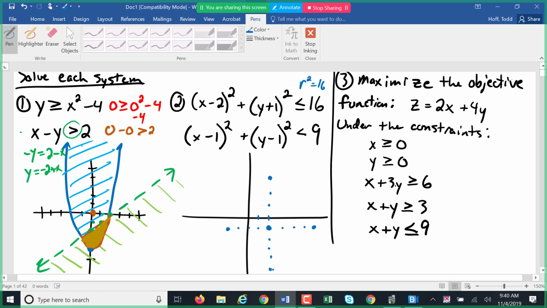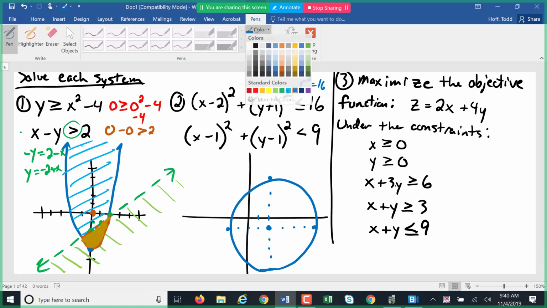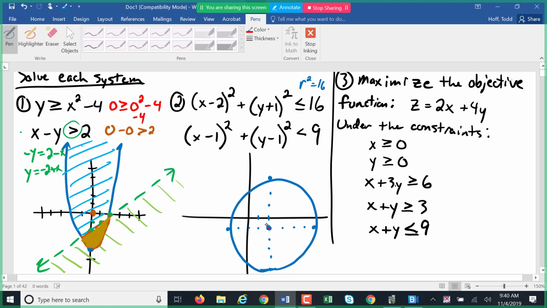That is less than or equal to, so that is a solid curve. The origin is clearly inside. Actually, let's just test our center point of 2, negative 1. If I put in 2 and negative 1, I get 0 over here. 0 is less than 16. So that means this one is shaded on the inside of the circle.